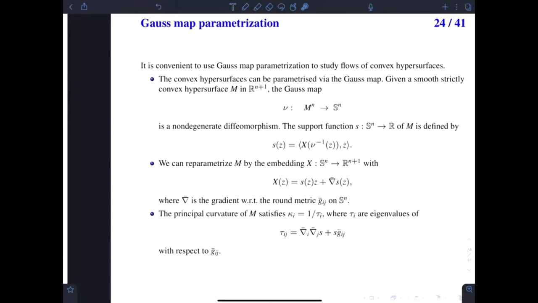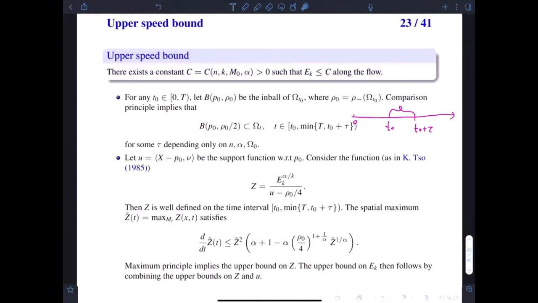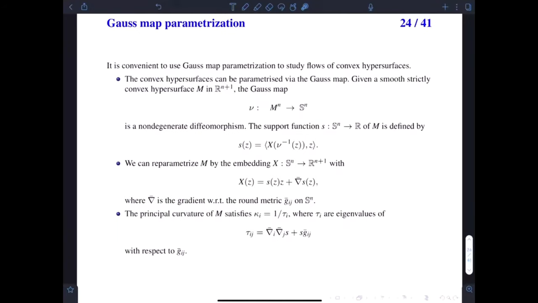The next step is to show the convexity is preserved. That also means that the principal curvature is bounded from below by a constant. For that, we will apply the Gauss map parametrization. It is always convenient to use the Gauss map parametrization to study the flows of convex hypersurfaces. And here we give a brief introduction to the Gauss map parametrization.